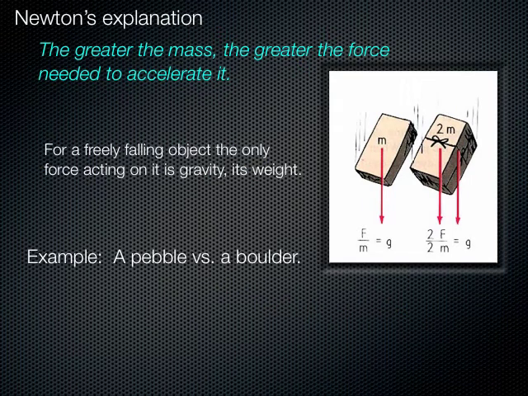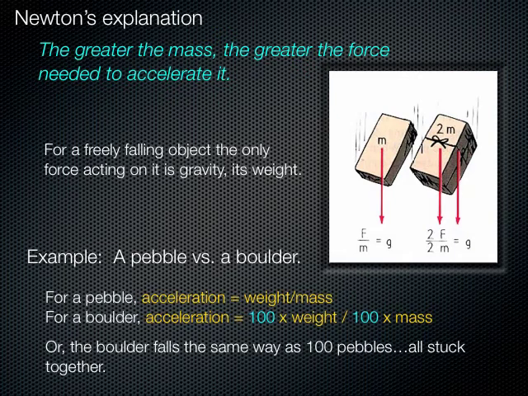A pebble versus a boulder. If a pebble is dropped and a boulder is dropped, they fall the same way. Acceleration relates to the force, the weight, divided by the mass. For a boulder, the acceleration is the same because let's say the boulder is 100 times the weight of a pebble. We can think about it as made up of 100 pebbles. So it has 100 times the mass and it has 100 times the weight. The force of the Earth scales with the mass. 100 times the weight divided by 100 times the mass gives you the same acceleration. The boulder falls the same way as 100 pebbles, all nearby, or all stuck together.